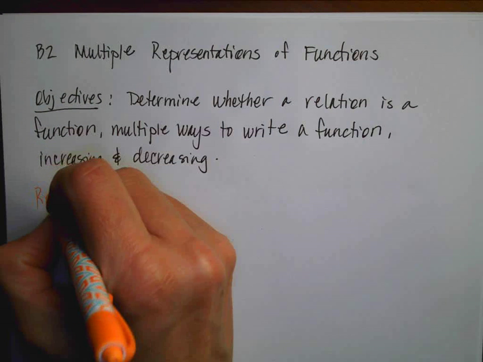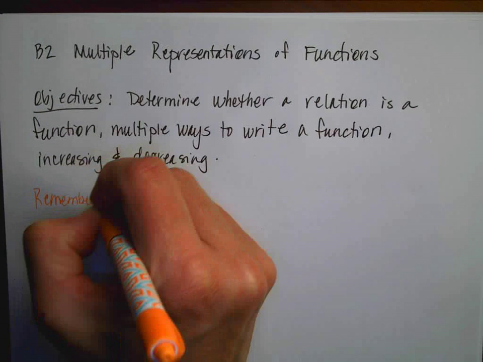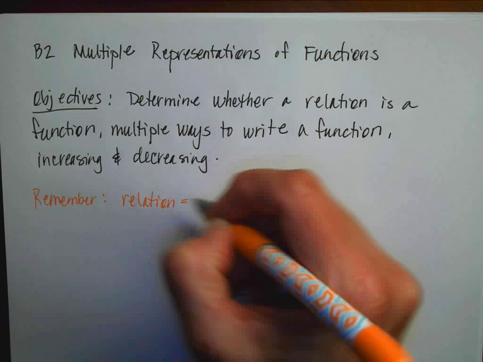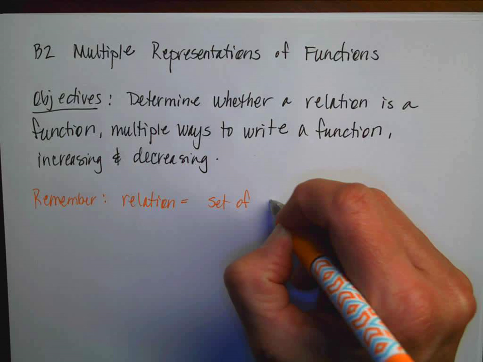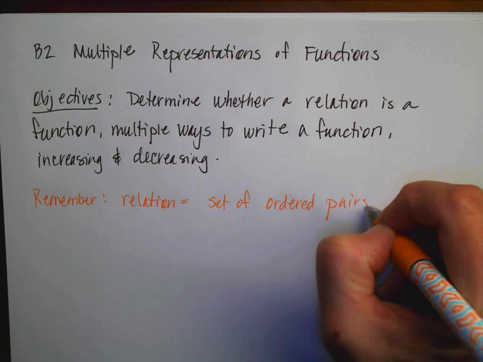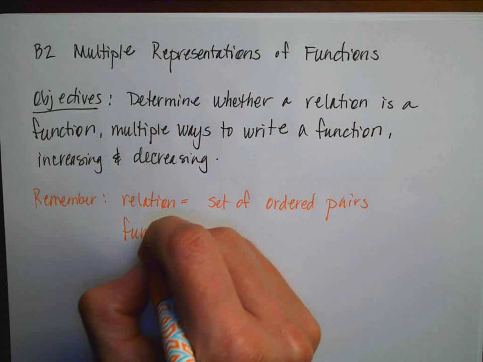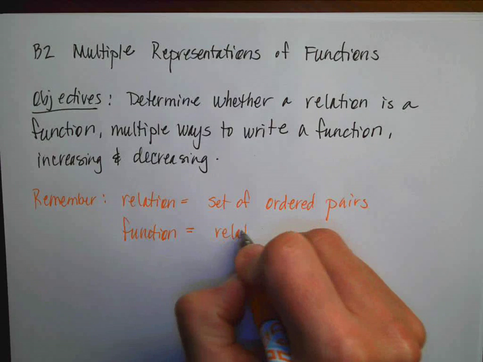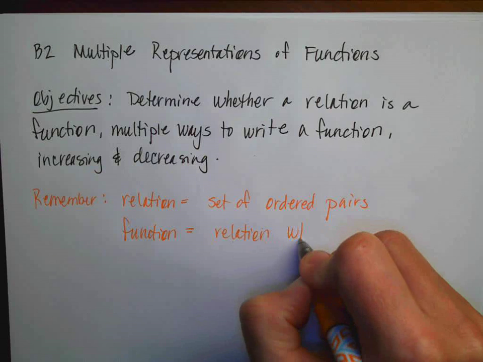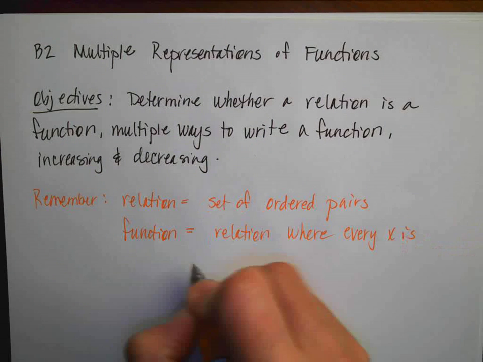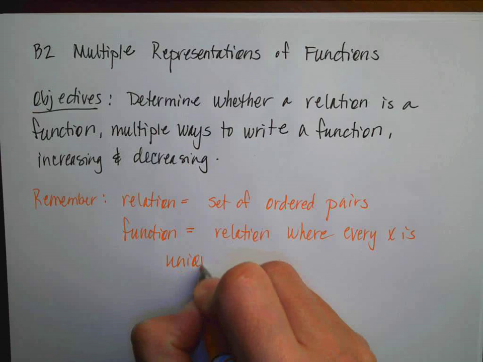So as we get started, remember from yesterday that a relation is a set of ordered pairs, okay, and that a function means that it is a relation where every x is unique, okay?